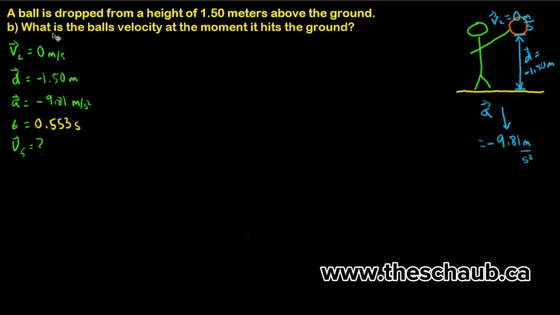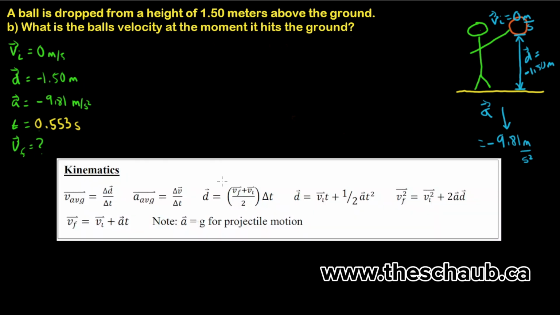In part B, we're asked, what is the ball's velocity at the moment it hits the ground? Well, since this is the same setup as part A, we can use the same diagram, and we can use the same variables down the left-hand side. So we're immediately ready to pick our kinematic equation. We can technically use any one of the 4 kinematic equations because we have 4 of the variables and only one unknown. But let's err on the side of caution.